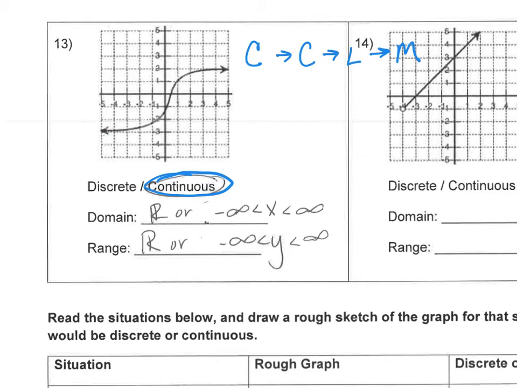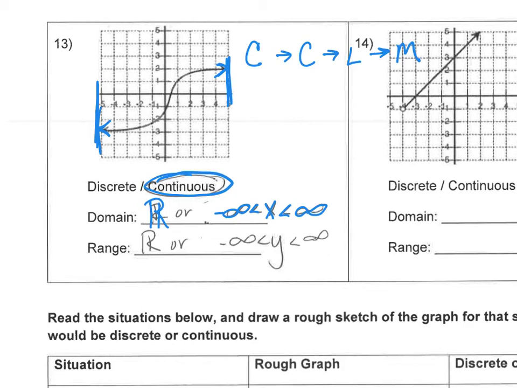Now the domain, I'm going to take a look at my x's. If I look, this has an arrow, and if I look here at this part of my x axis, that one also has an arrow, which means it's going to go on forever. So it can be all real numbers, or I can say negative infinity is less than x, which is less than positive infinity. You need to be able to show them both ways. That's why we're showing them both ways.